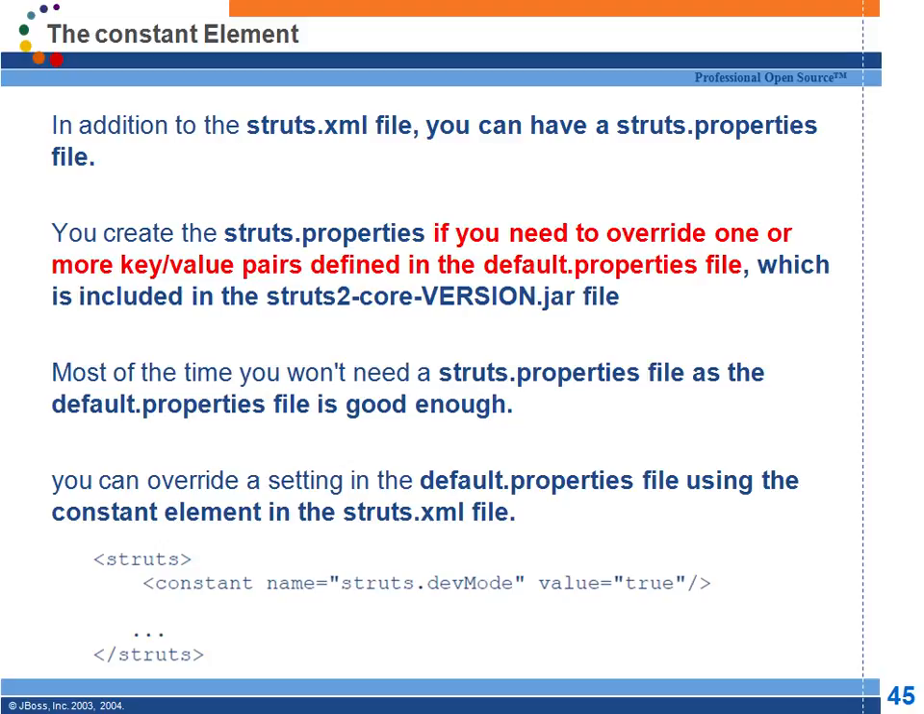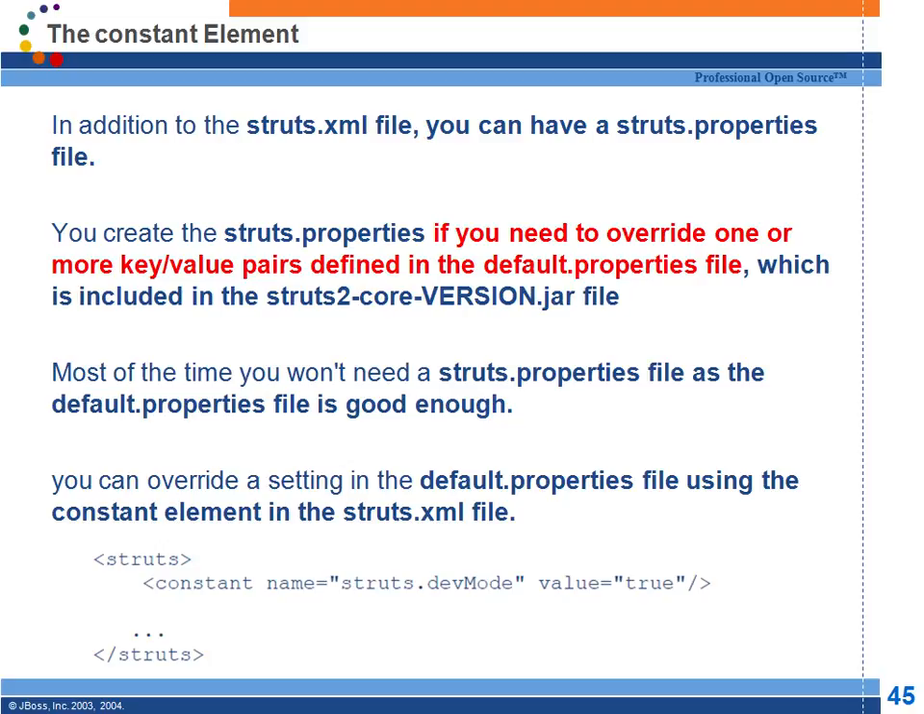Constant, the last thing. In addition to struts.xml, you can have a struts.properties file, as I told you. You create struts.properties if you need to override the key value pairs present in default.properties. There is one more file called default.properties in which there are a lot of key value pairs. If you want to override the key value pairs present, you can write struts.properties. Most of the time you won't need a struts.properties file, as the default.properties is good enough.